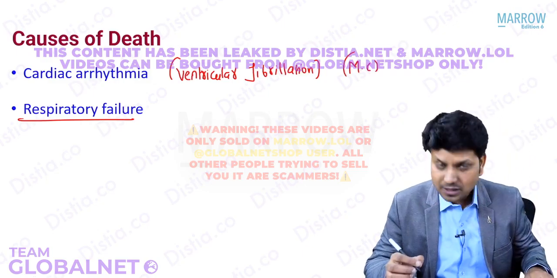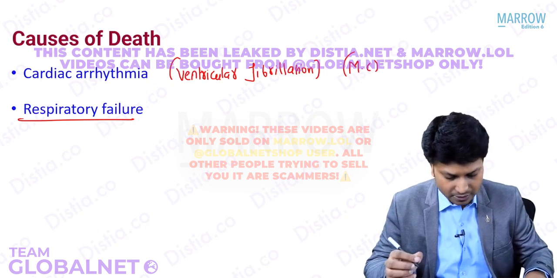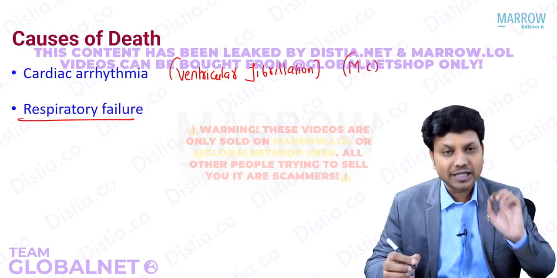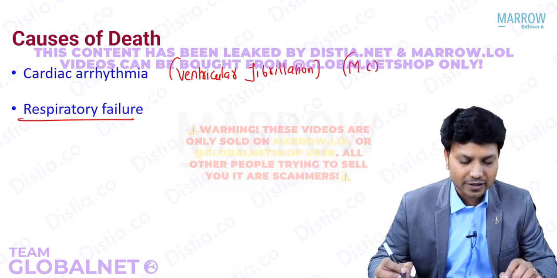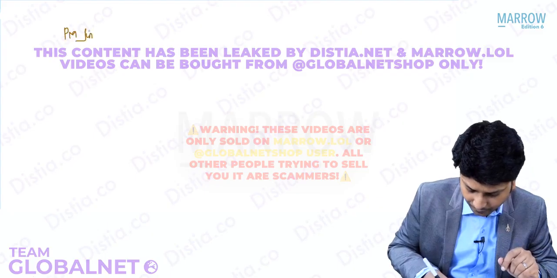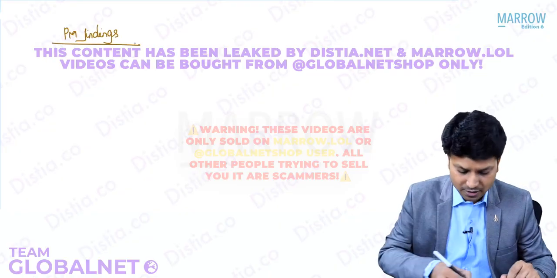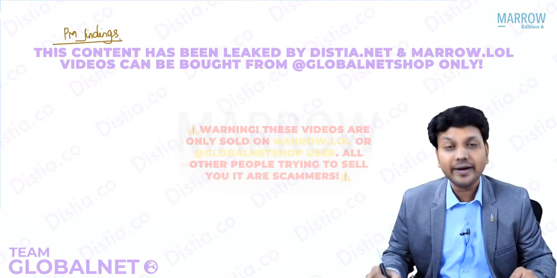Fine. Now we have discussed the cause of death. Now we'll be discussing the injuries produced by the electricity. So let's talk about the burns which it creates. You can say it is the post-mortem finding. Let's talk about the lesions produced by the electrocution.